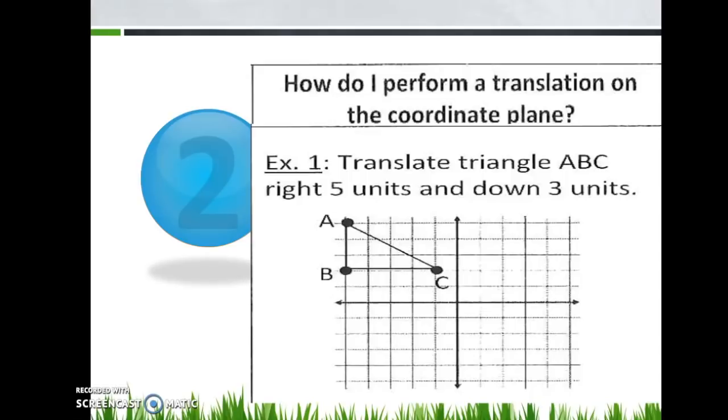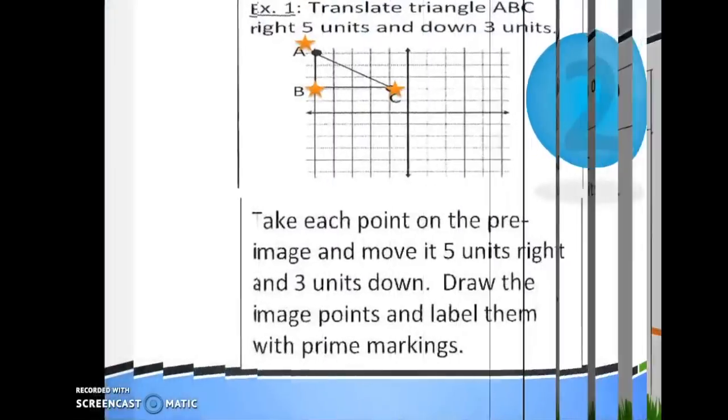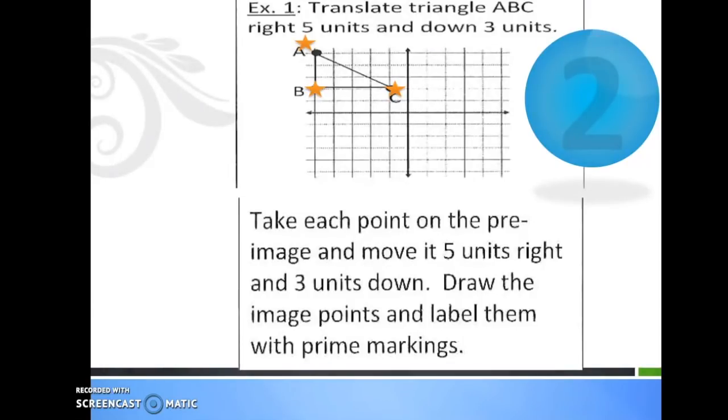So the first thing we would want to do is label our points. So let's go ahead and do that. We're going to take each point on the pre-image and move it 5 units right and 3 units down. Each point is being moved 5 to the right and 3 down. After we move all of our points, we are going to draw the image points, and we're going to label them A prime, B prime, and C prime.